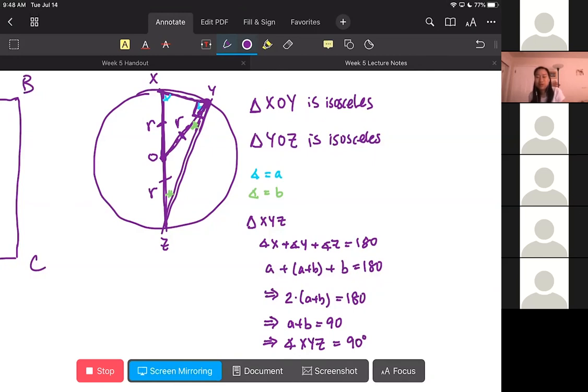Did everyone follow along? Were there any questions about this? I know it's not directly probability, but it's a super useful geometry fact, and then we're going to use it to calculate this probability.